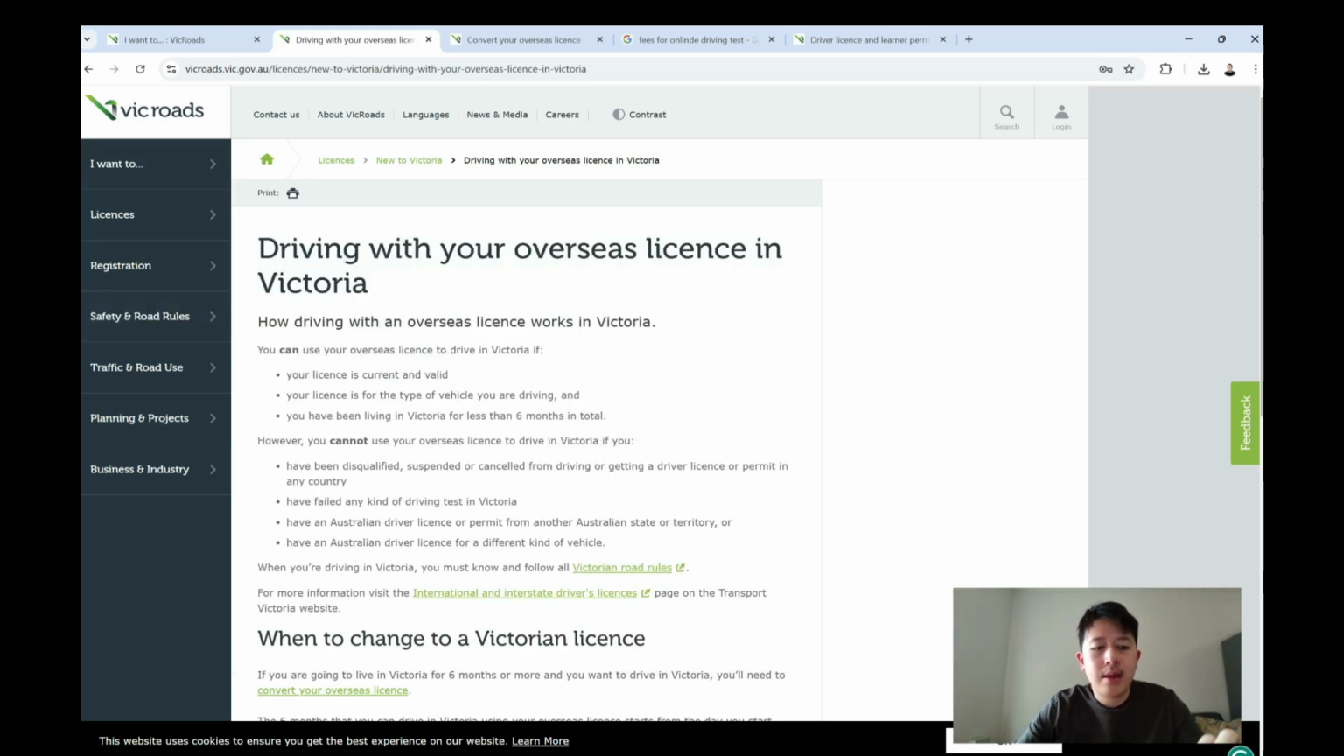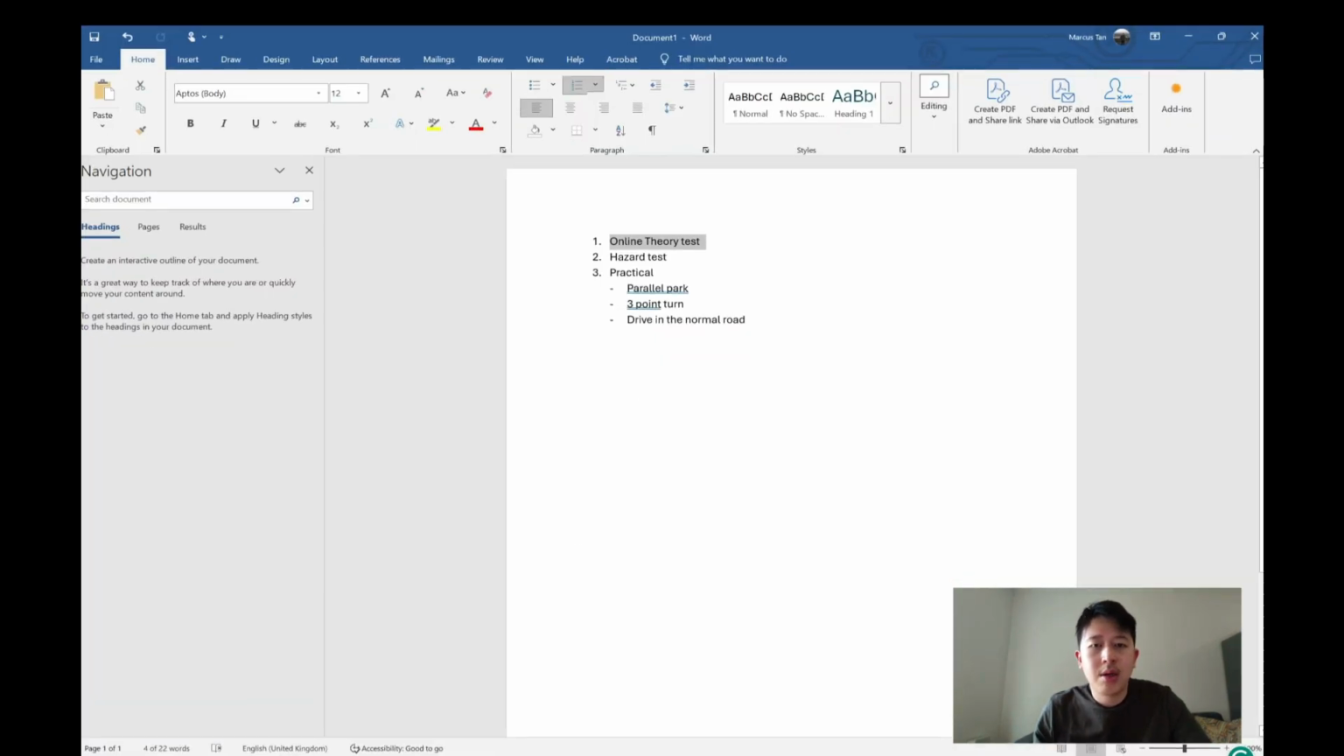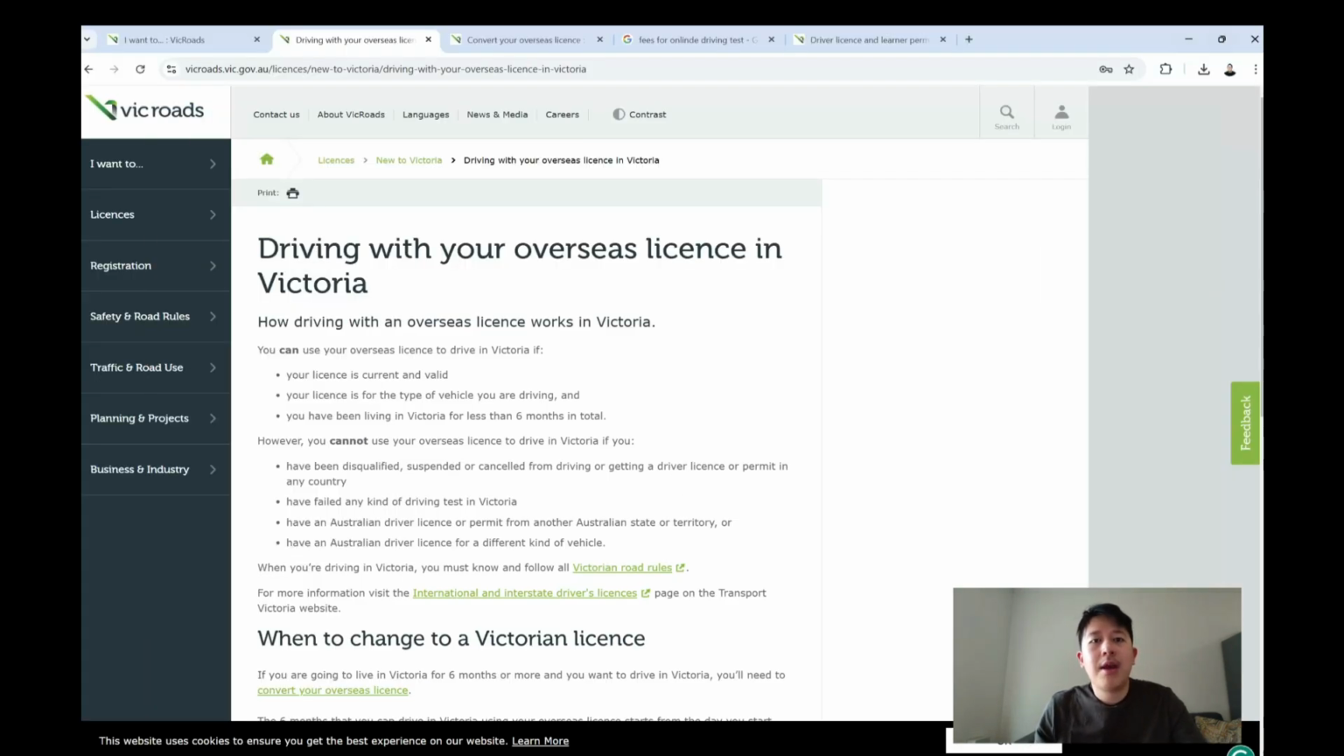Keep in mind that if you are from overseas, you can only use your overseas license for 6 months. Beyond that, you need to get your Australian license. Depending on your passport, you are able to just convert it without doing any tests. But if you are from certain countries, you might need to do this 3-step process, which is to sit all 3 tests: online, hazard, and practical. Once you've completed all 3 and passed successfully, they will issue you your VicRoads license, which has a validity of either 3 years or 10 years, depending on which one you choose.